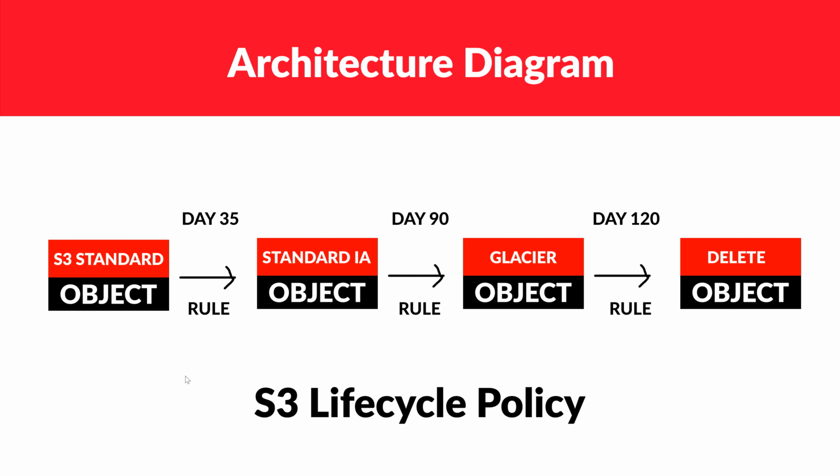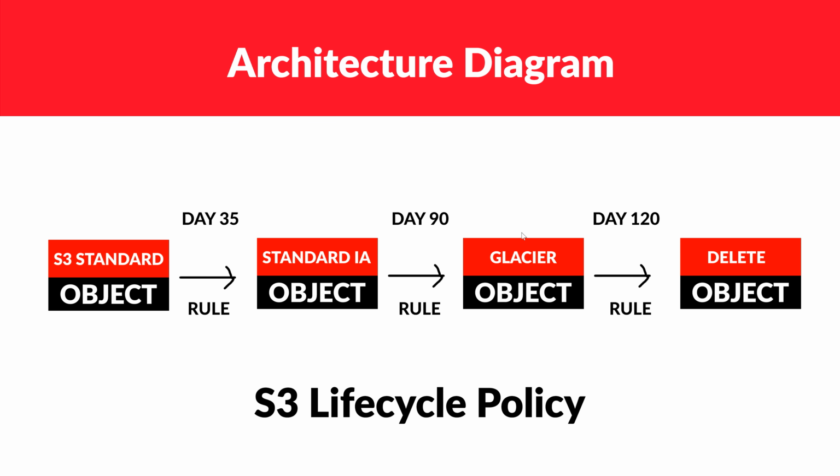Alright, so the architecture diagram, as you might be seeing, first is the S3 Standard. After 35 days we can create a rule where it will go to Standard infrequent access. The further right you look or go, the cheaper the option will be.